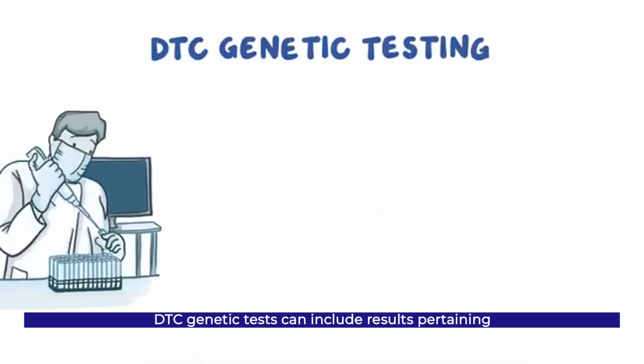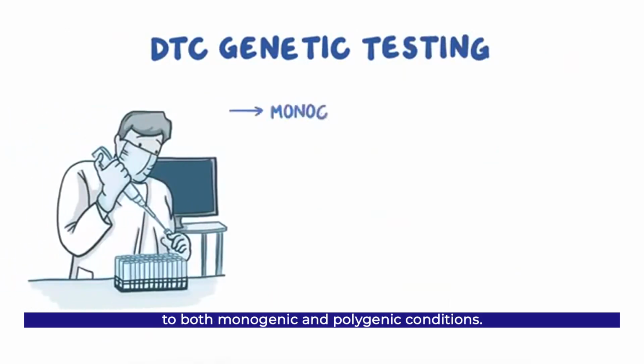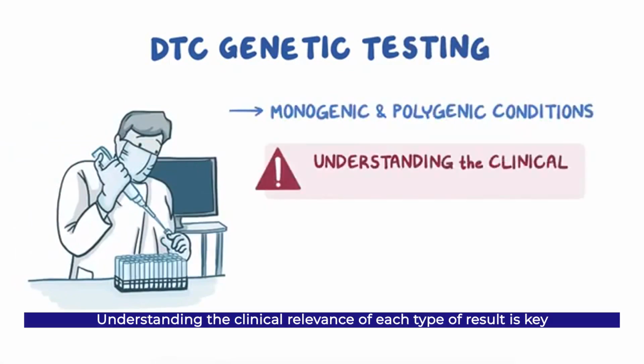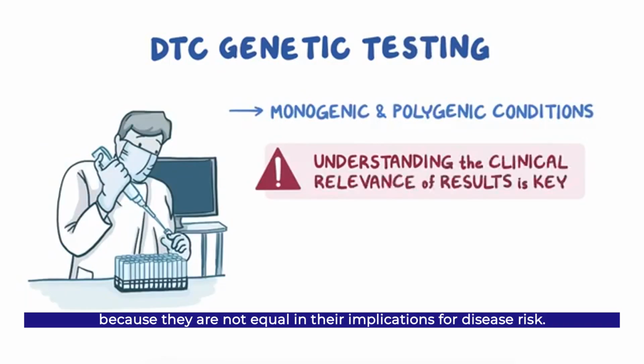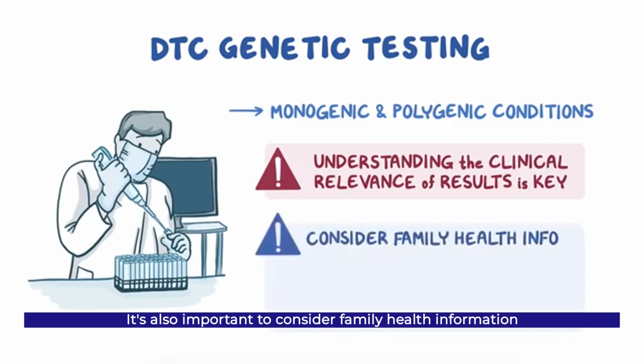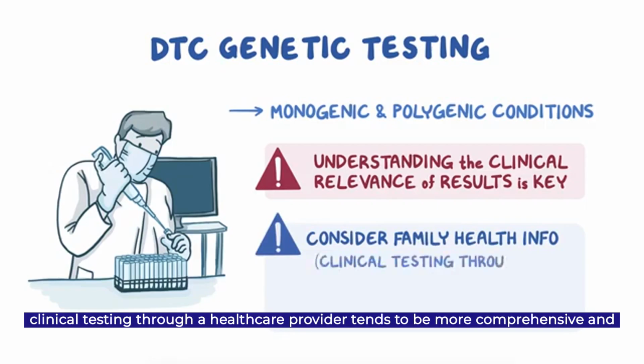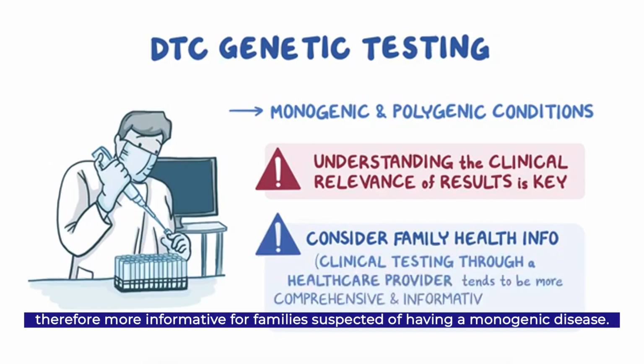DTC genetic tests can include results pertaining to both monogenic and polygenic conditions. Understanding the clinical relevance of each type of result is key because they are not equal in their implications for disease risk. It's also important to consider family health information in the context of DTC genetic testing. Although DTC tests can include important monogenic disease variants, clinical testing through a healthcare provider tends to be more comprehensive and therefore more informative for families suspected of having a monogenic disease.